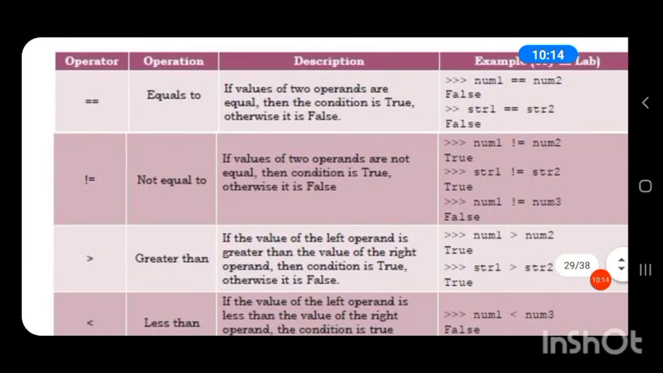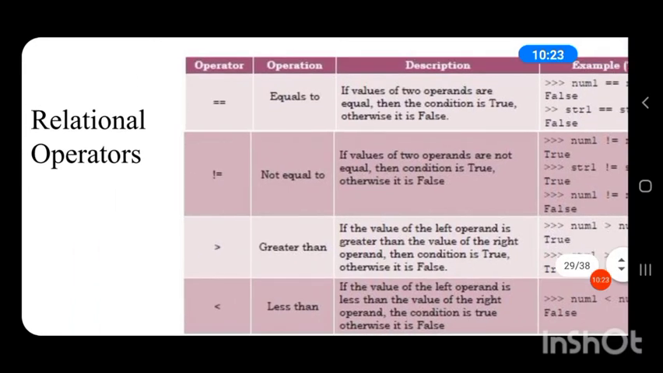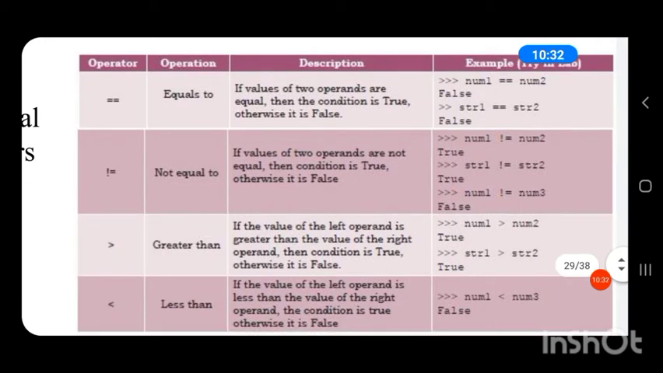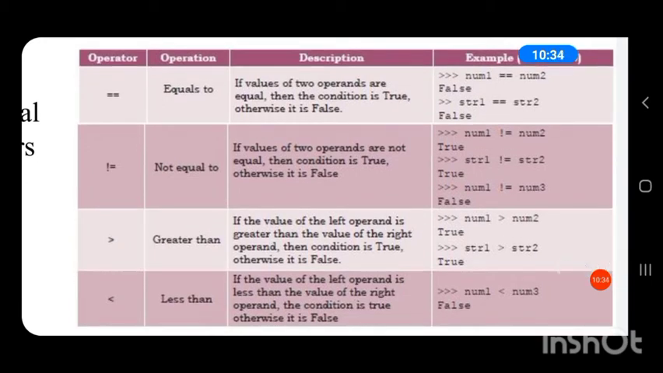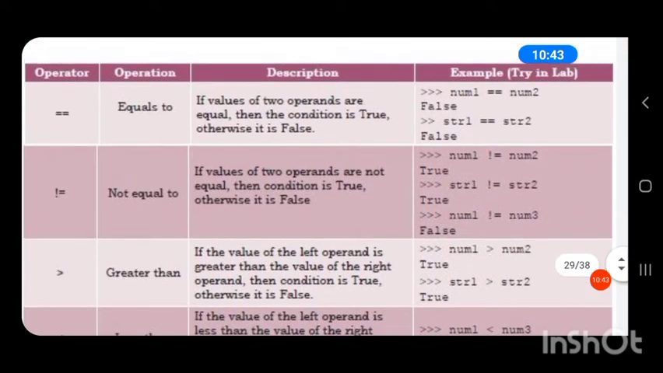The relational operator returns the output in the form of a Boolean data type. It returns only true or false. The output of a relational operator is always true or false. So the relational operator equal to is used to check whether the two operands are equal. If the two operands are equal, then the output is true. If the two operands are not equal, the relational operator will give the output false.